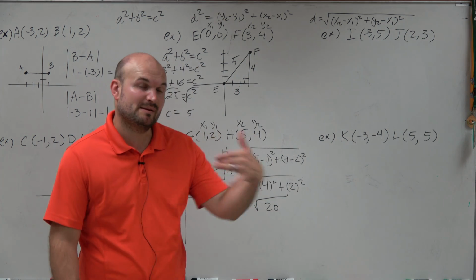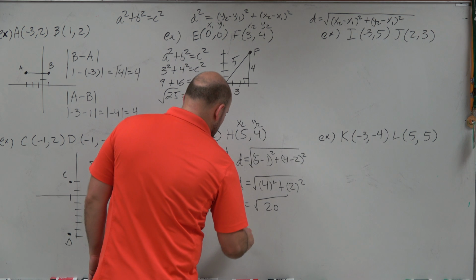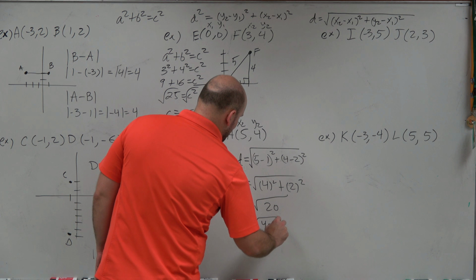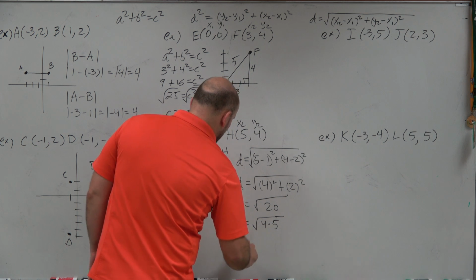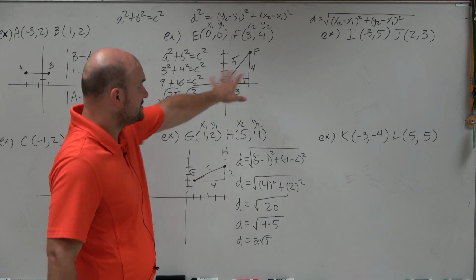And then one thing that we'll be practicing often in this class is simplifying our radicals. So therefore, I can break this up into the square root of 4 times 5. And the square root of 4 is going to be 2, radical 5. OK? So let's go to the other one.